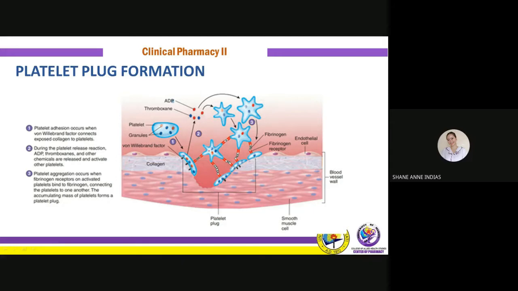Pero, take note na hindi pa siya stable. Kasi nasa second major mechanism pa lang tayo, wala pa tayo sa coagulation cascade kasi dun pa lang siya magpo-form ng stable meshwork na kung saan stable na yung clot. So, platelet plug pa lang yung nagagawa dito.